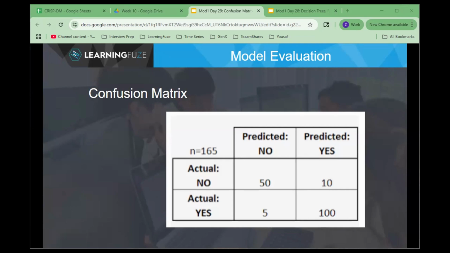There is something called a confusion matrix. Whenever we are doing a classification algorithm, the best way to figure out how well your algorithm is performing is by looking at the confusion matrix.